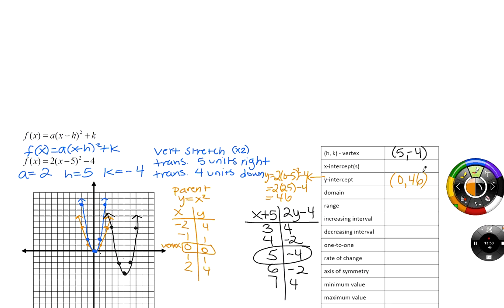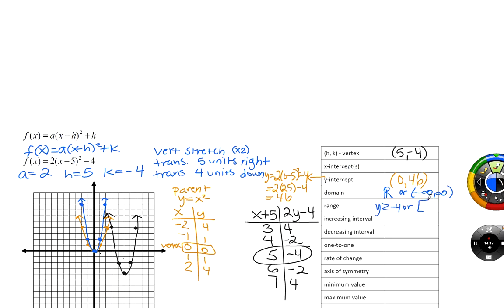What's the domain? Marcus? Good. So the domain is all real numbers, or negative infinity to infinity. What's our range? Brandon? Good. Y has to be greater than or equal to negative 4. And in interval notation, we would say from negative 4 to infinity.